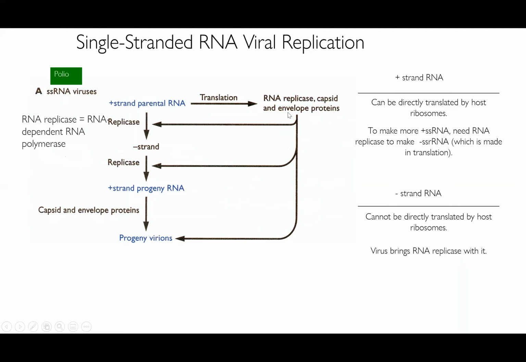It's then translated by replicase, and then capsid and envelope proteins are made. And then we create a negative strand, and then we have a replicase create a positive strand, and then they have capsid and envelope proteins form, and then we create a progeny virus. So we sort of go from positive to negative to then do all that we need to do, and then it goes back to positive to make more viruses.